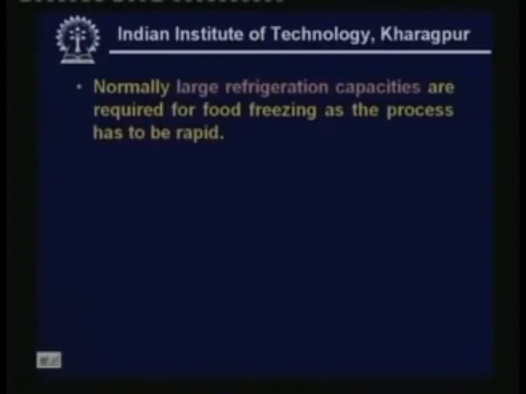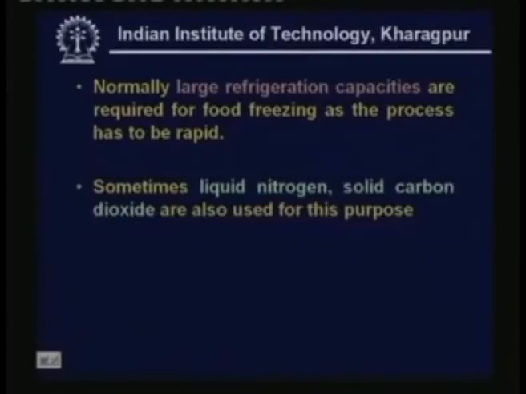Normally, as I was mentioning, you require large refrigeration capacities, as the process has got to be rapid, and sometimes instead of using a refrigeration system, liquid nitrogen or solid carbon dioxide is used for rapid freezing of food products. This is also quite effective.